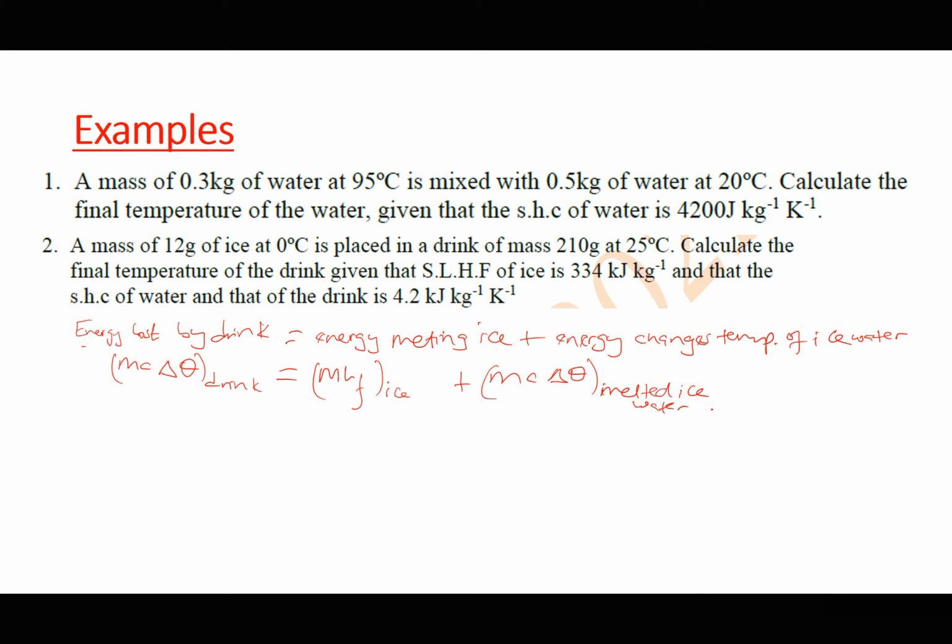So we now substitute. The mass of the liquid is 0.2, I think that is 12. 12 grams, is it 0.12? No, 0.0.